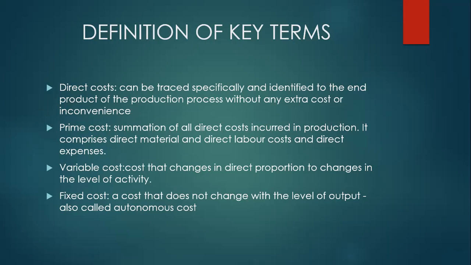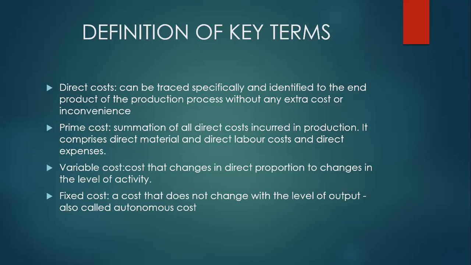Now, if you put all your direct costs together, there are several direct costs, because you can have direct cost of material, direct cost of labor, direct cost of whatever. Once you put all of them together, you arrive at what we call prime cost. So prime cost is the summation of all direct costs incurred in a production. It comprises direct material, direct labor cost, and direct expenses. We'll be looking at these in detail later.